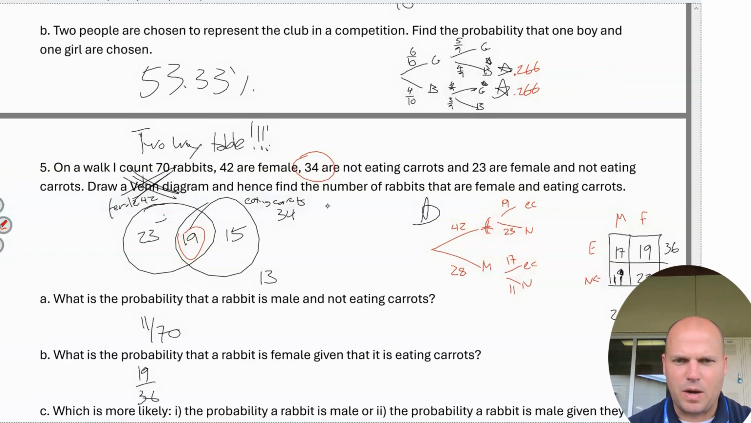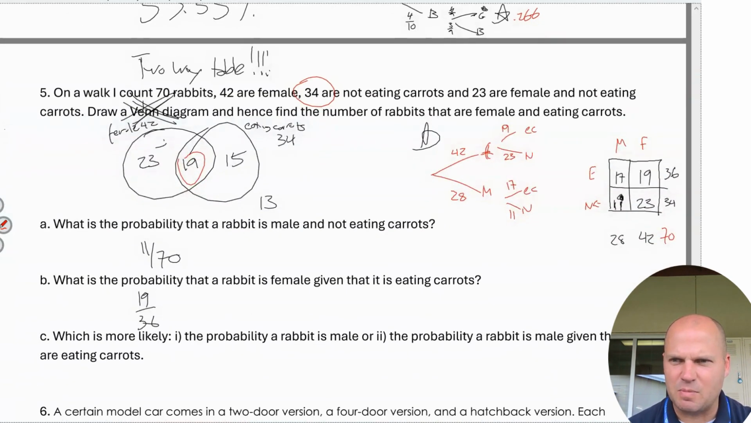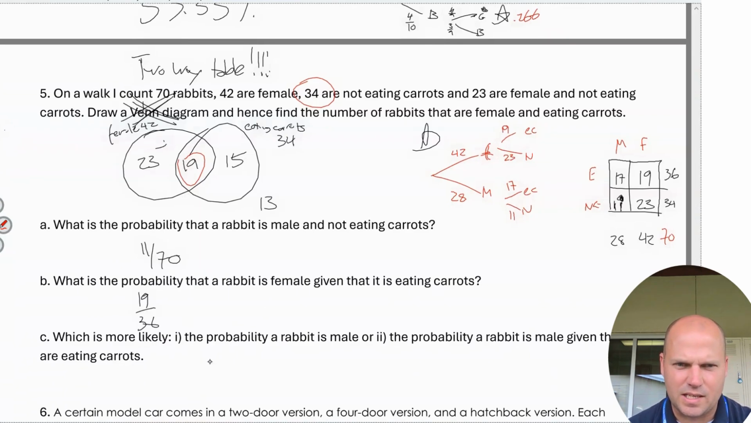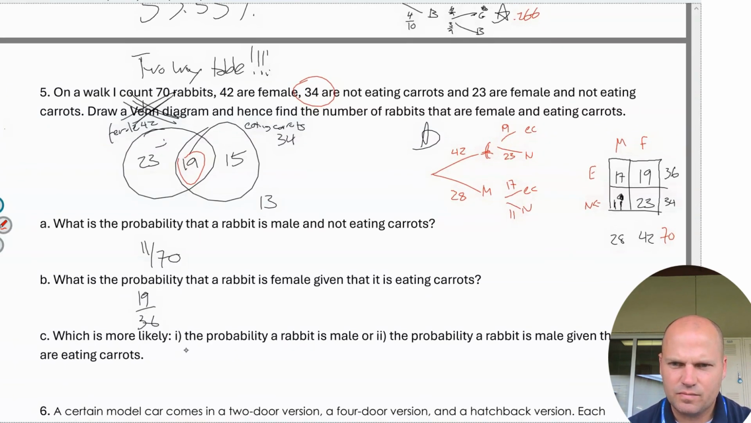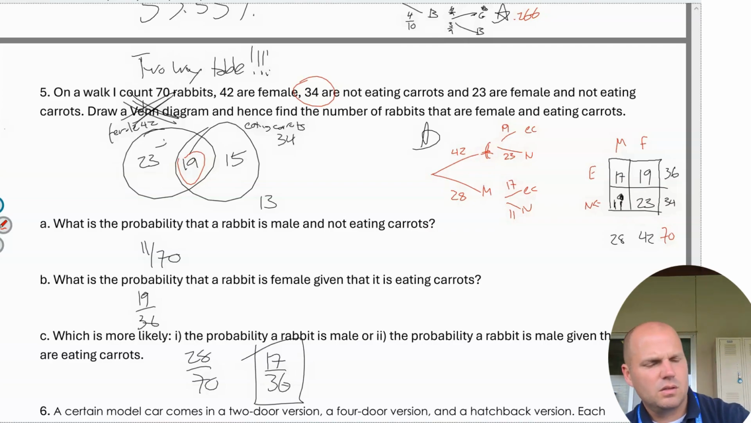Which is more likely: the probability that a rabbit is male? The males are 28 out of 70. Probability a rabbit is male given they are eating carrots: they're eating carrots, 17 out of 36. Given they are eating carrots, they are male. This is the winner. This is bigger. This is closer to 50%.